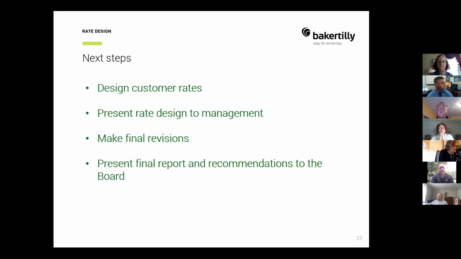So hopefully I didn't get too long-winded on that, but just to bring up the data on where we are for the next steps. The next steps in this are to get input from you folks and use that input to make revisions to the cost of service analysis, do the customer rate design, come back and present that rate design to management, and then present the final report and recommendations to you again as well.